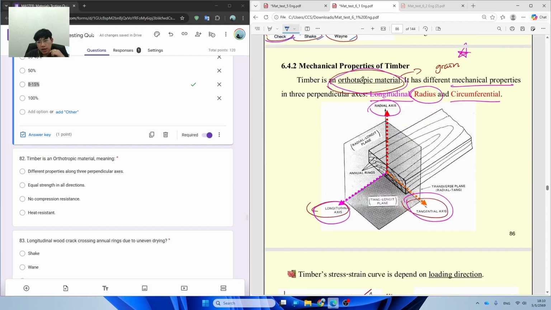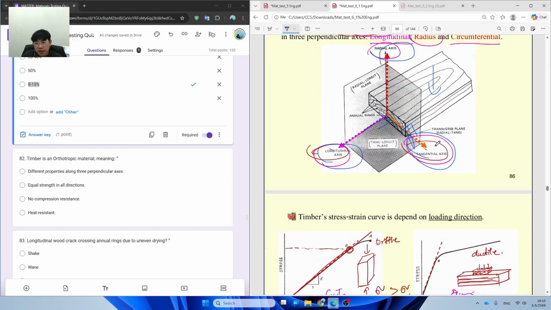For timber, it's going to be an anisotropic material, in which its three axes provide three different mechanical properties. If you press the concrete on this side, it's going to provide one mechanical property. If you press it on this side, you're going to get another. And if you press it in the radial axis, you're going to get another difference in mechanical properties.